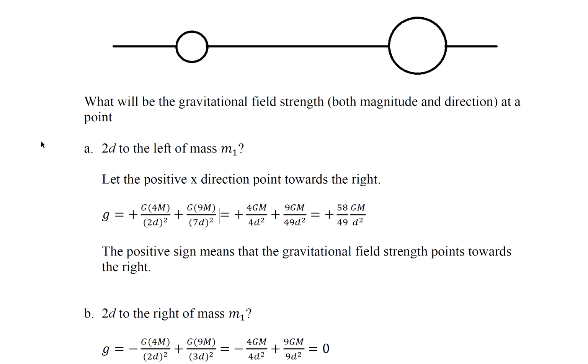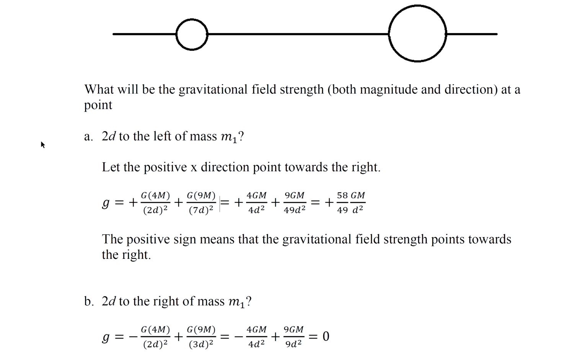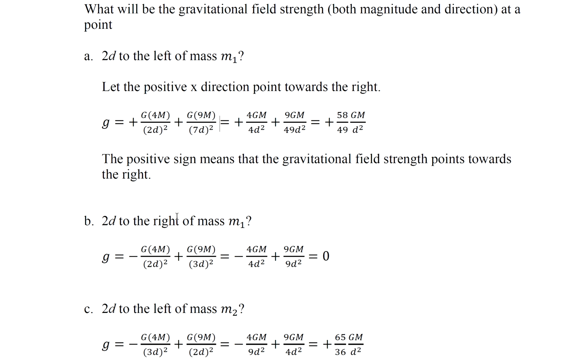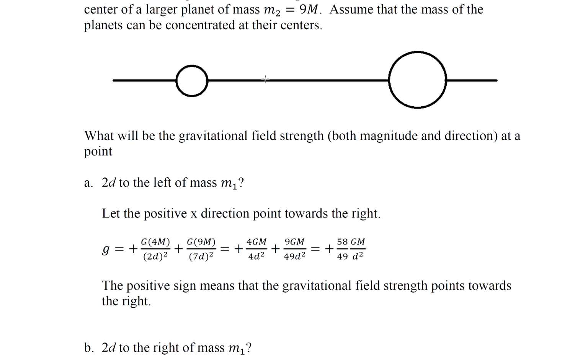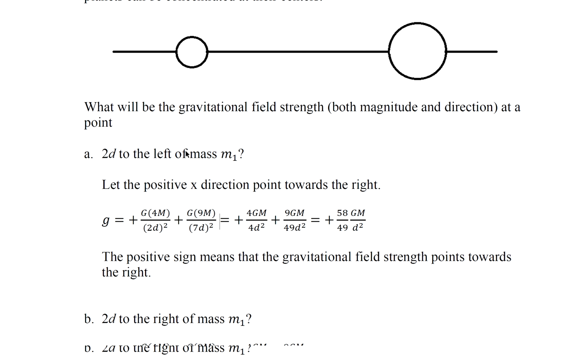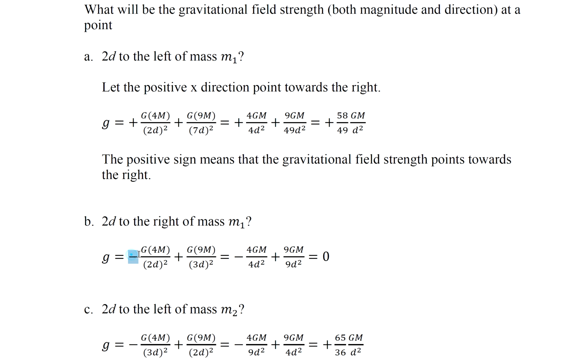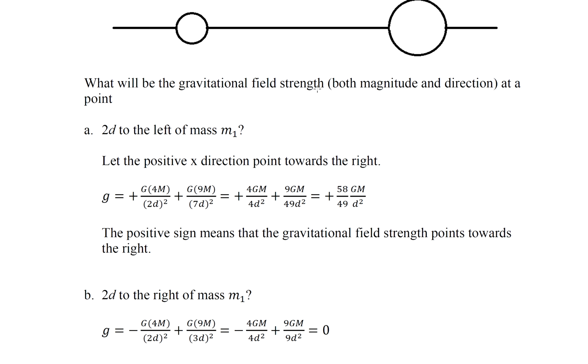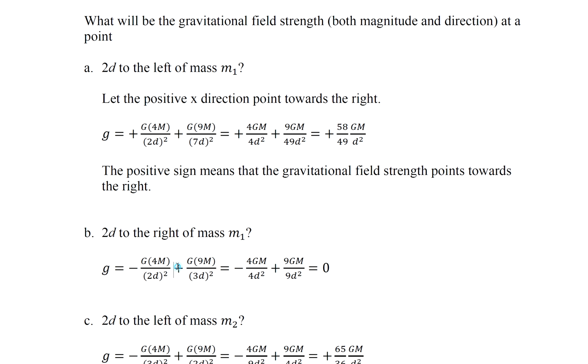Okay. Now what if we're 2d to the right of mass m1? So here's m1 and we're going to be 2d to the right of mass m1. So part A was to the left, part B was to the right. So mass m1 is going to pull this object to the left. That's why we have a negative sign here. And mass m2 is going to pull this object to the right. So you have a positive sign here.